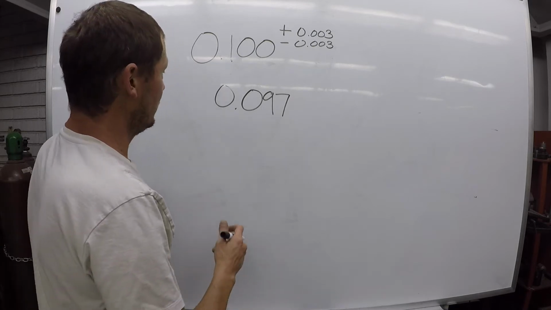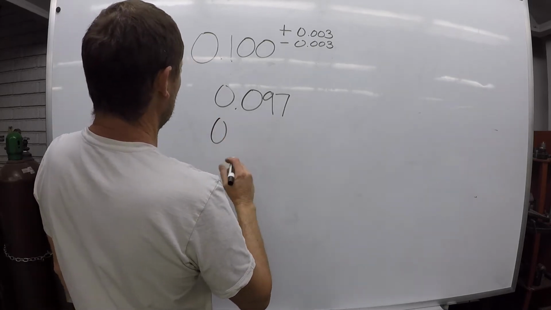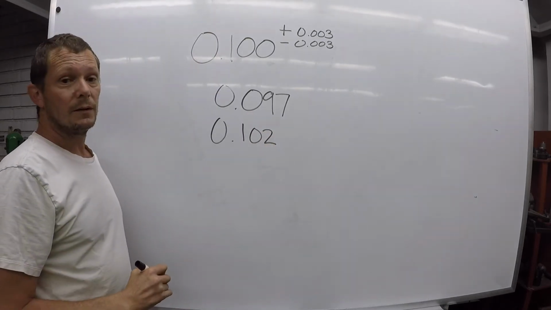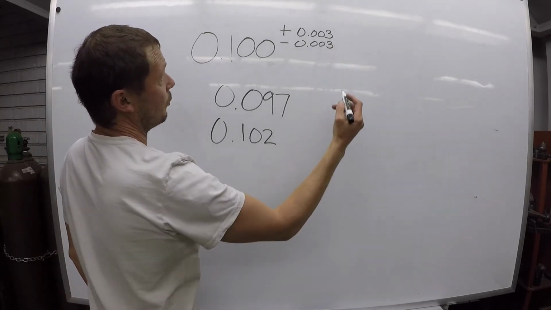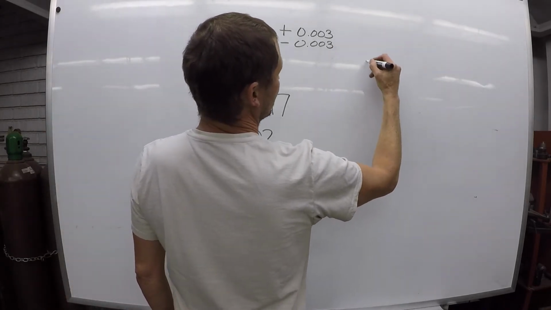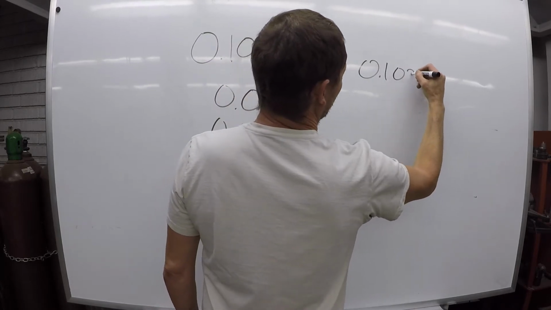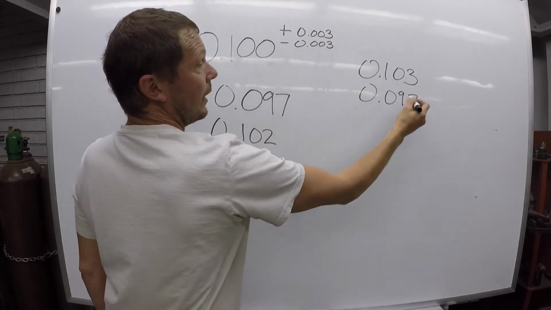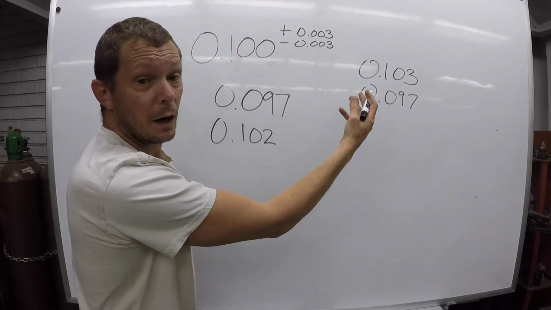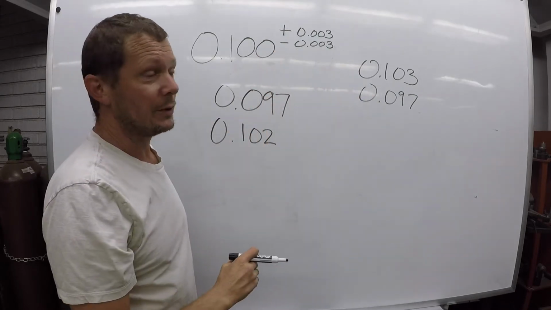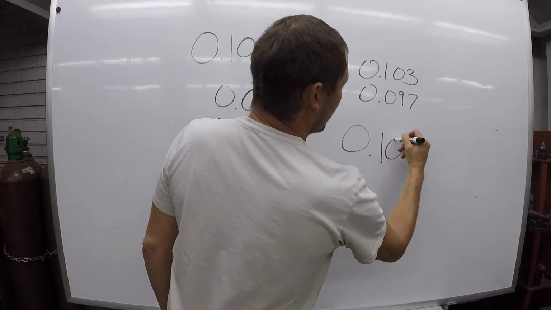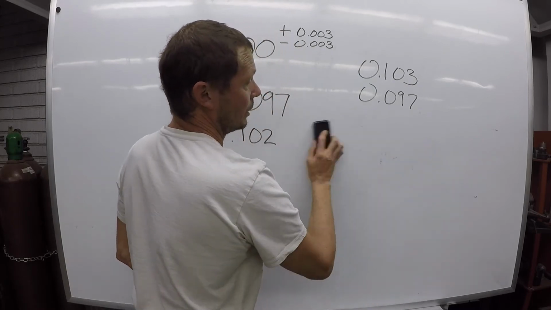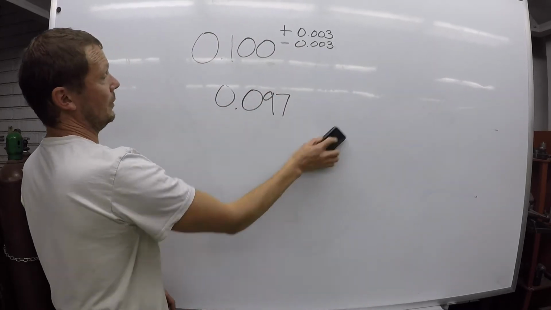Yeah, it is. If it came out to, let's see, 102, is that part still good? Yeah, because we can be within 103 down to 97. So anywhere in between, the part would be good. 104, how about that? Recycle bin. Part goes to the recycle bin. All right? Okay.